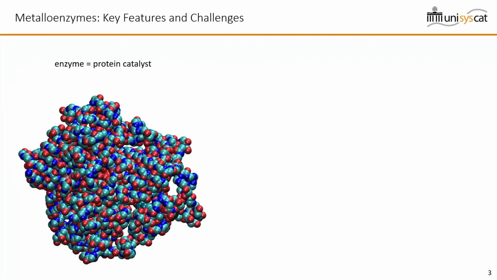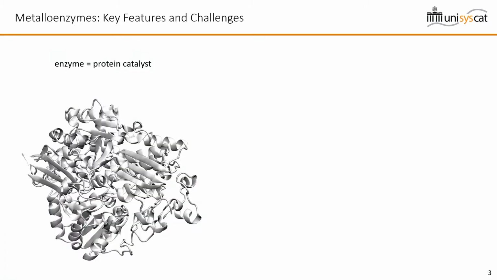Very briefly, in nature, biochemical reactions are catalyzed by enzymes. These are huge proteins, as you can see, consisting of thousands of atoms. So we typically represent them in this kind of schematic manner. And if we do that, you can also see that many of these enzymes contain catalytic metal ions, and so we call them metalloenzymes.